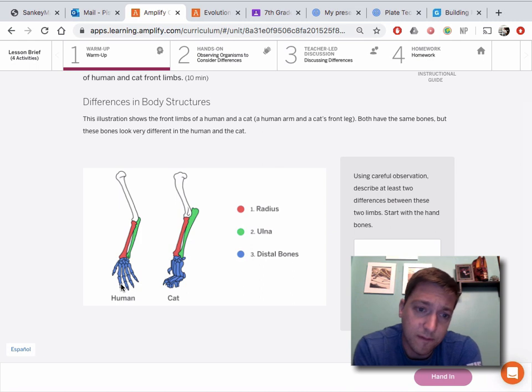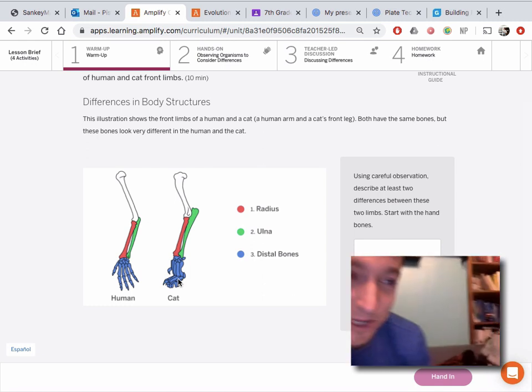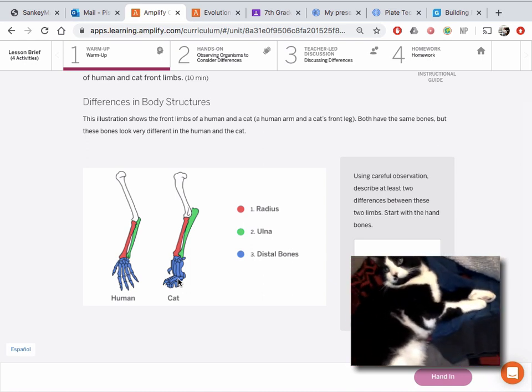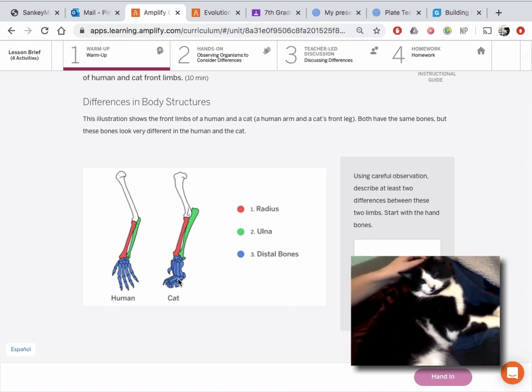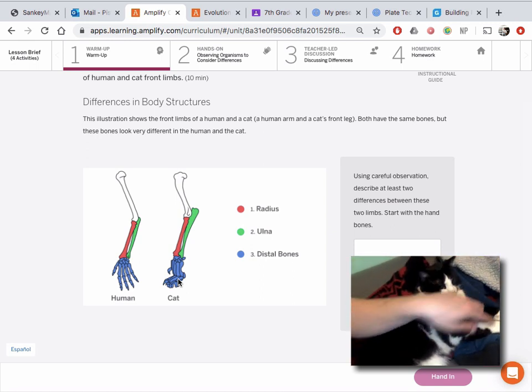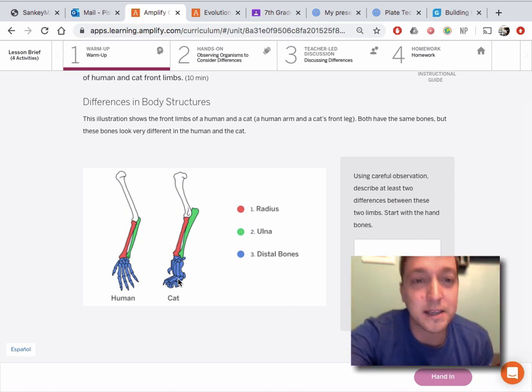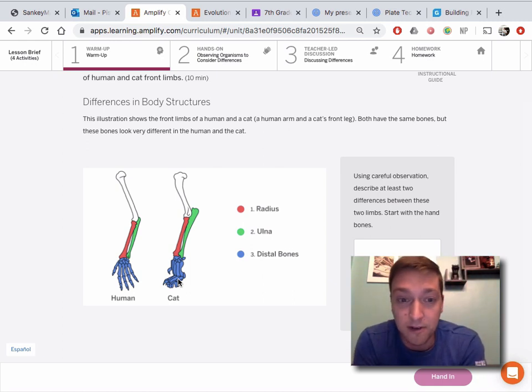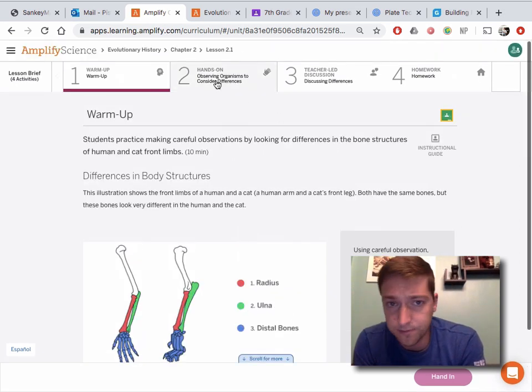So humans have 5 fingers. Cats don't have 5 fingers. Well, let's see Taz's paws here. He's got 4. Oh, he's mad. He's got 4 main toes, and then he has kind of a thumb too. So it's not that different, and some cats actually have an extra one. They have 6 fingers instead of 5. But you'll see the distal bones are shaped differently.